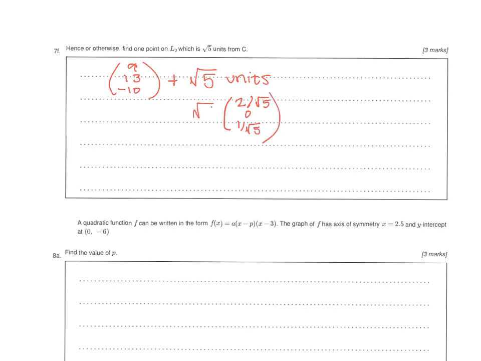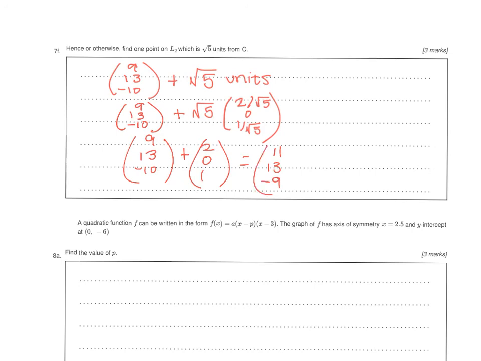So if I want to do square root of 5 units, this represents 1 unit, and so I want square root of 5 of them. So this is actually pretty convenient because when I multiply by the square root of 5, now all of a sudden it's just 2, 0, 1 again. So that gives us 11, 13, and negative 9.